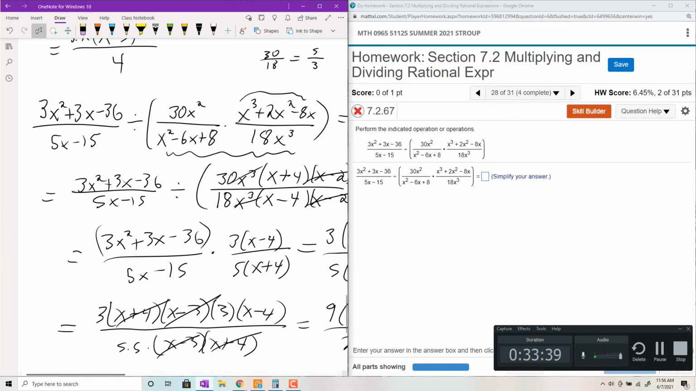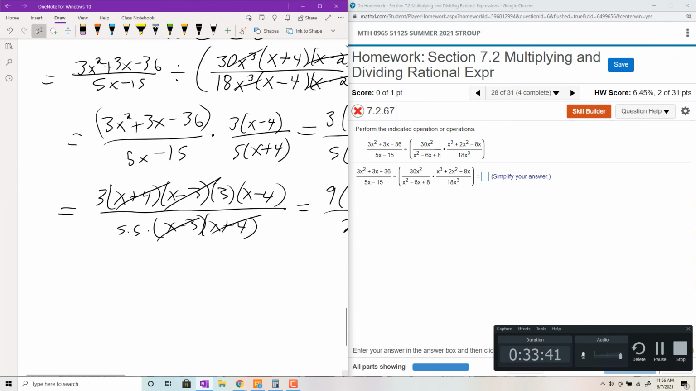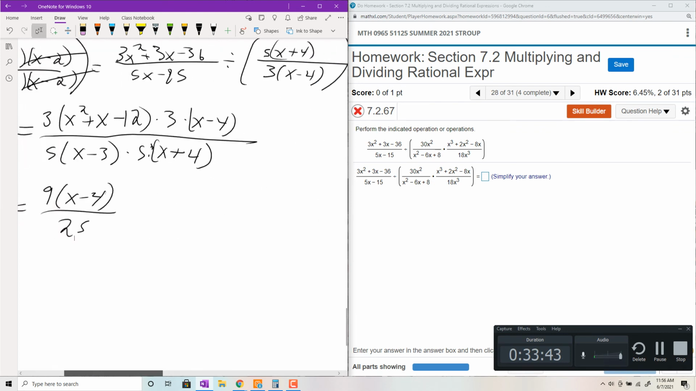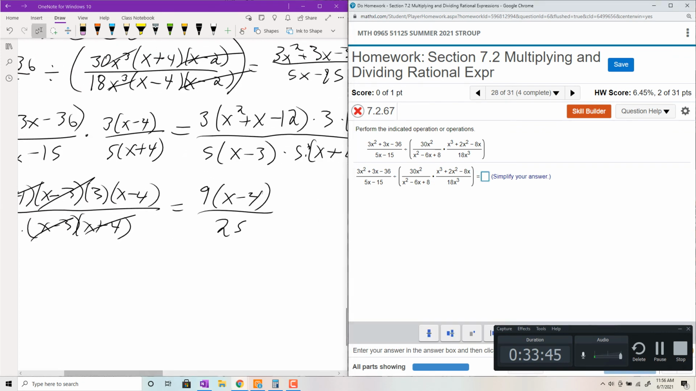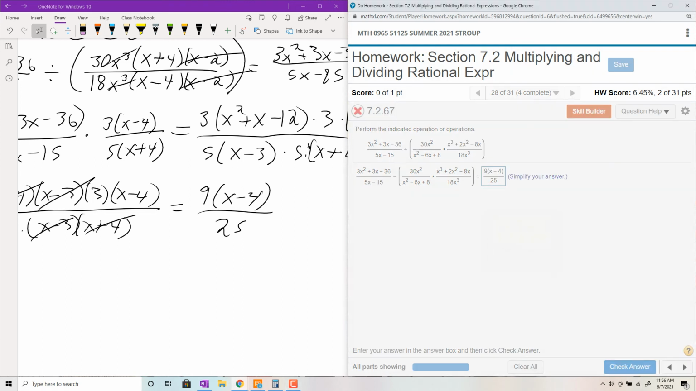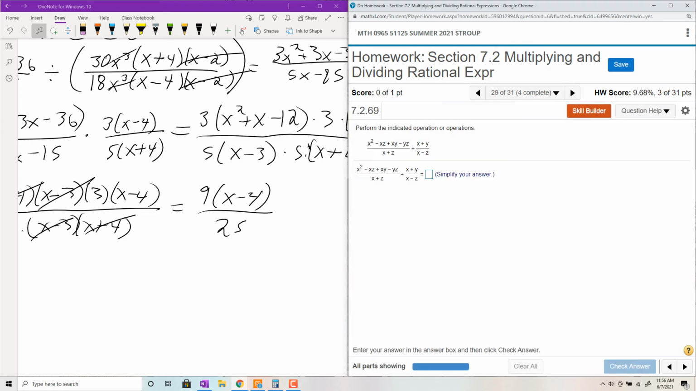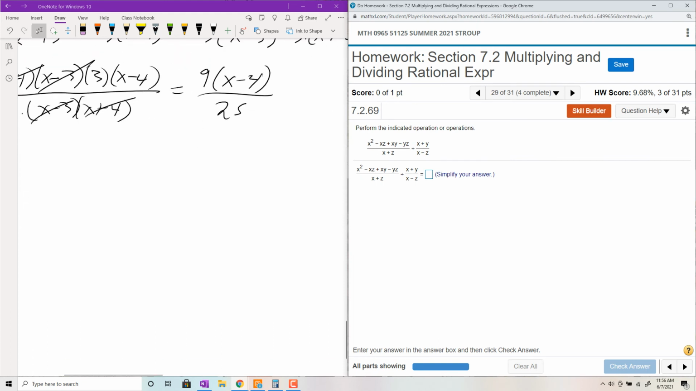Arrange everything you want to do this. No, I can't see the answer. So, fraction 9 times x minus 4 all over 25. Answer. Hey, I got it. All right, let's look at this guy.